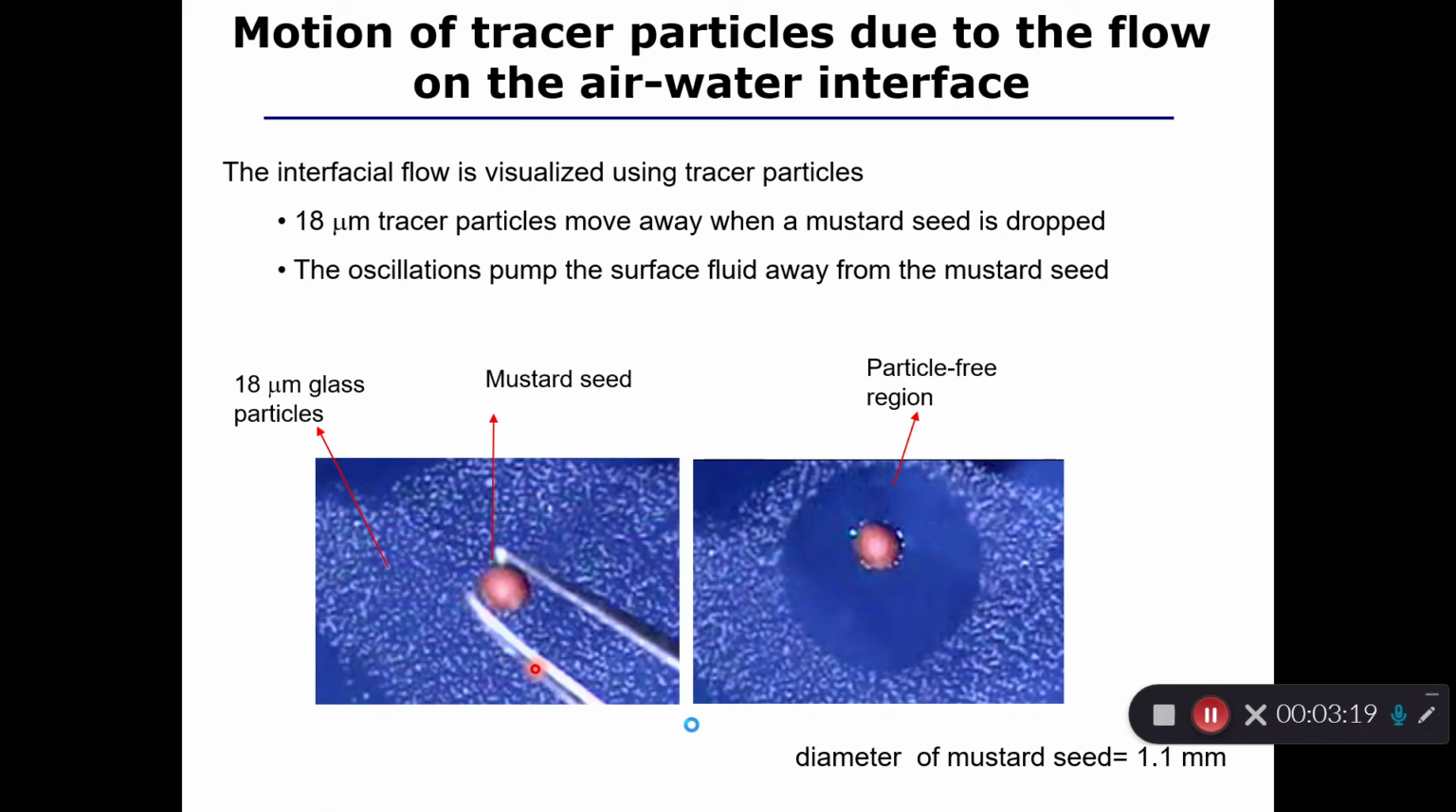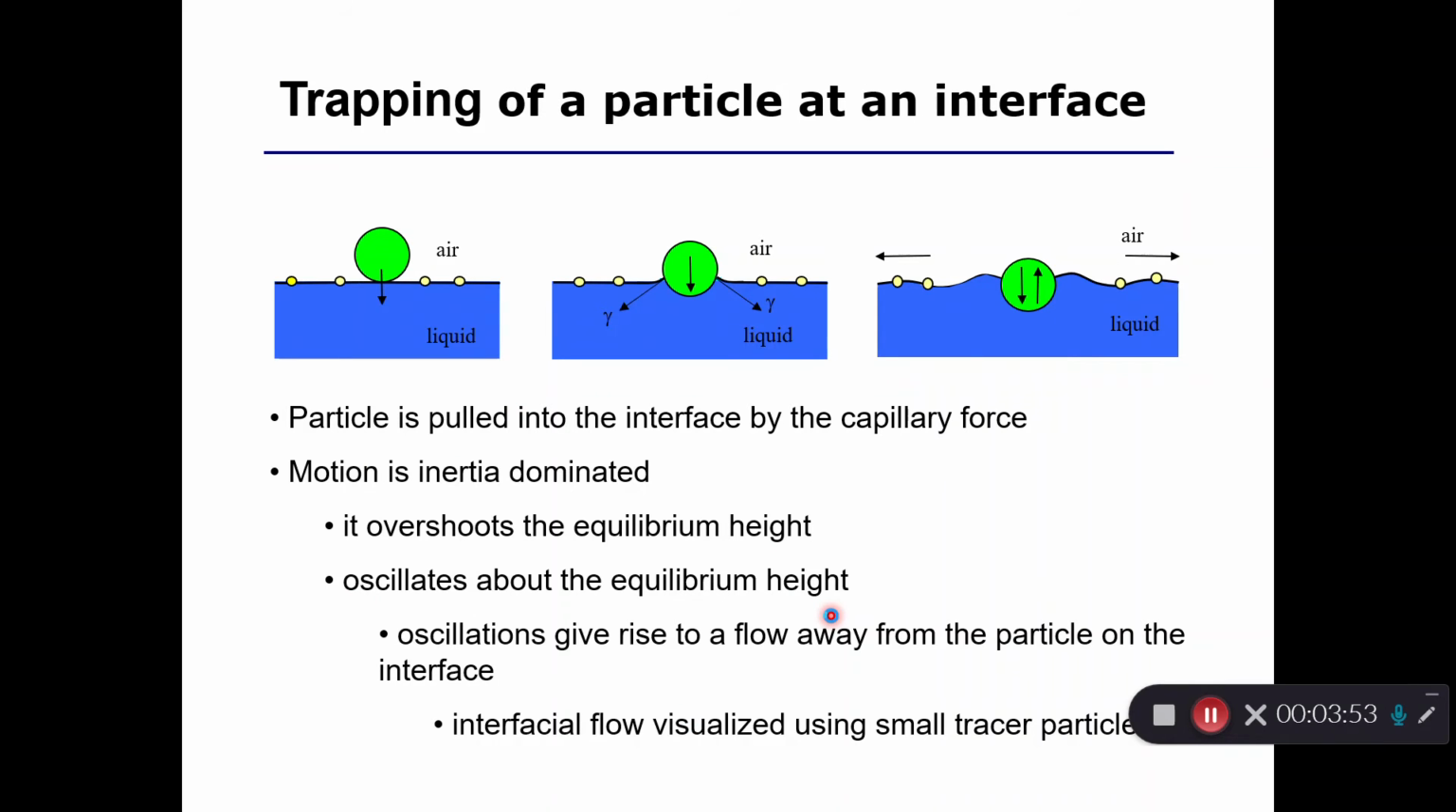So if we drop a mustard seed over the water surface where we have very small, maybe 20 micron sized glass particles, you can see that there is a space created surrounding this mustard seed when it touches the water surface. Basically it drives away all the smaller glass particles away from the mustard seed. And I'm going to explain how this whole spontaneous dispersion of particles takes place.